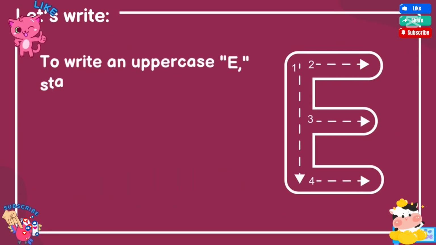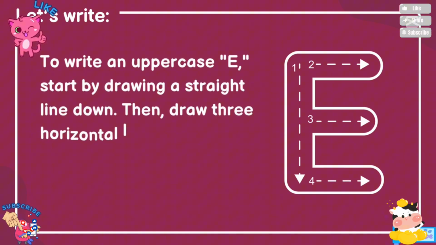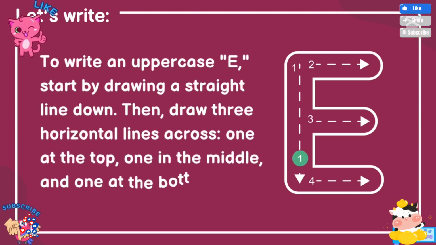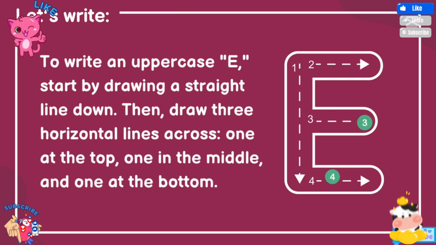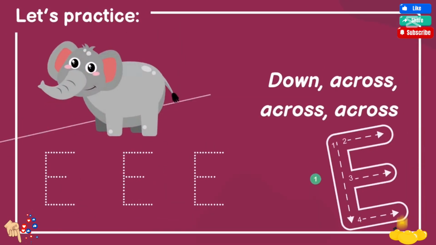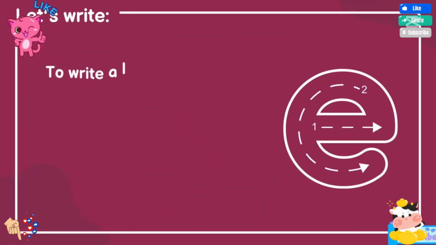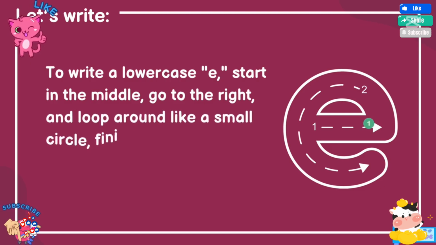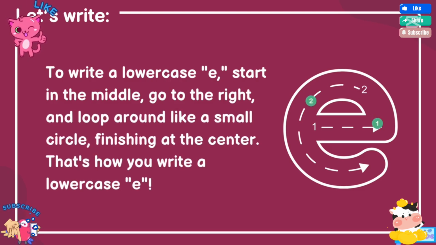To write an uppercase E, start by drawing a straight line down. Then, draw 3 horizontal lines across, one at the top, one in the middle, and one at the bottom. To write a lowercase e, start in the middle, go to the right, and loop around like a small circle, finishing at the center. That's how you write a lowercase e.